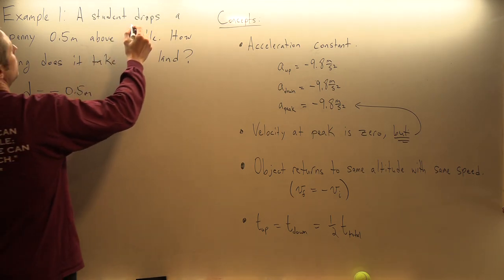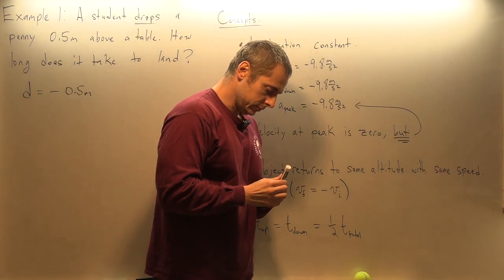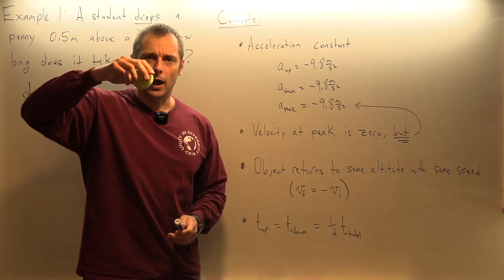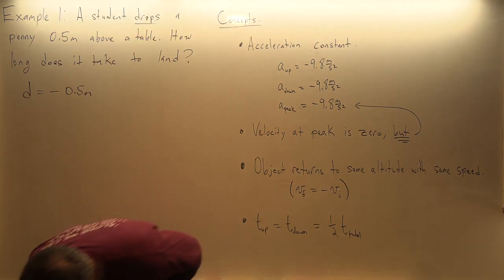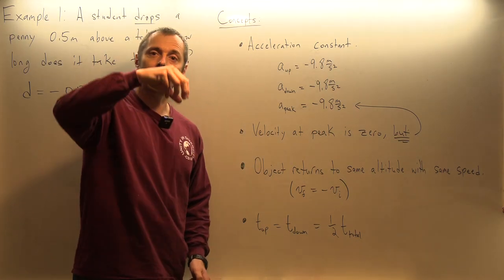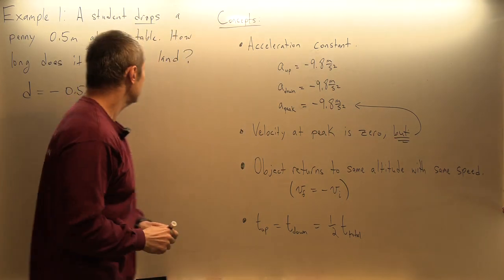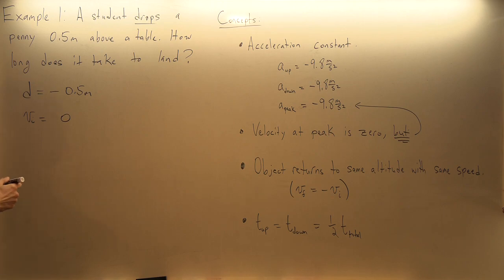But here are some key words. Drops. When I drop something, I'm going like this and then I open my fingers, right? I do not go like that. I don't throw it down, I drop it, right? So that word drop implies V initial equaling 0, okay?